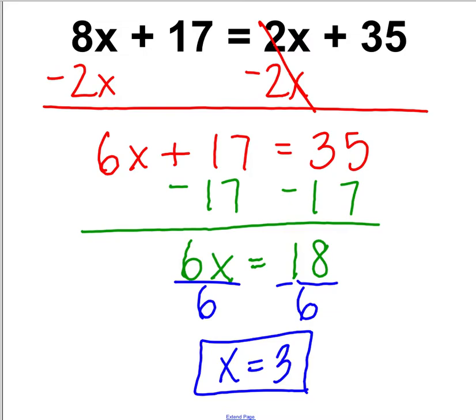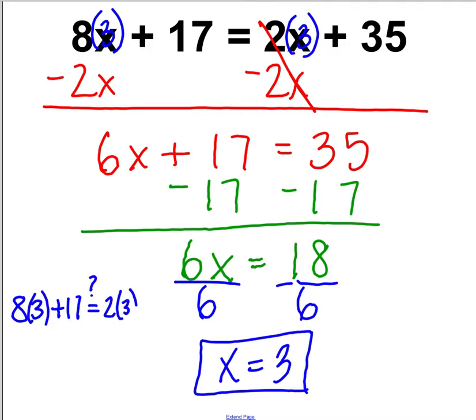And we can check it by plugging it in. Let's put 3 into our original equation where we have our x. So really we have 8 times 3 plus 17. Does that equal 2 times 3 plus 35? Well, 8 times 3 is 24 plus 17. Does that equal 2 times 3, which is 6, plus 35?